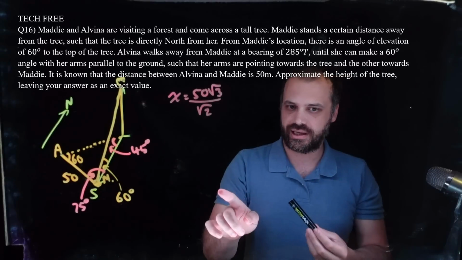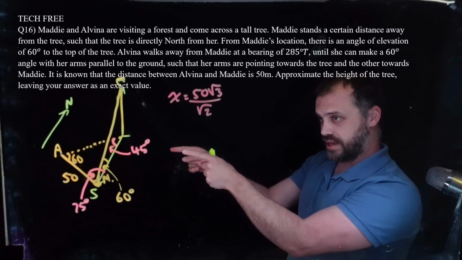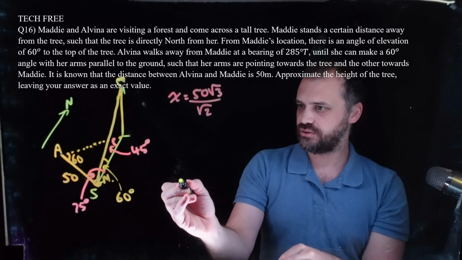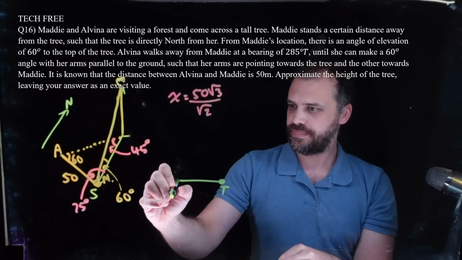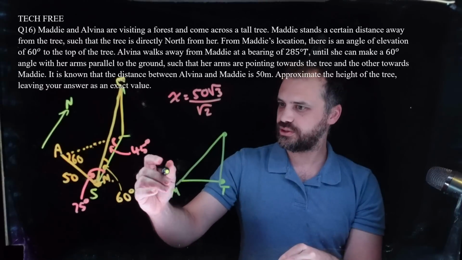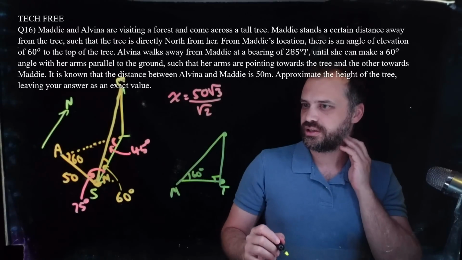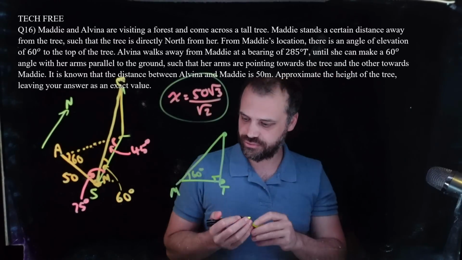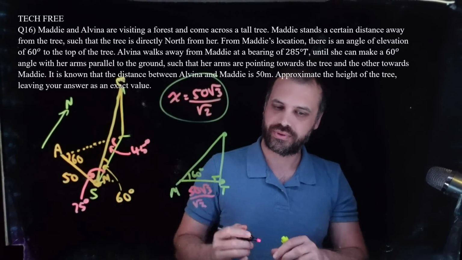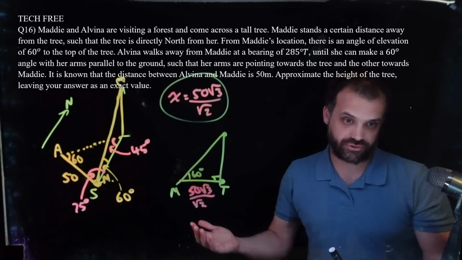So now that I've got that length, from my picture here, I'm going to draw another triangle. I'm going to point in that direction, and I'm going to draw this triangle here. So that's the base of the tree now. That's Maddie, and this is the top of the tree. All right, so we've been told that this angle is 60 degrees. That's our angle of elevation. There's a 90-degree angle there. I just calculated 50 root 3 over root 2. That's the length from Maddie to the base of the tree. And the question we're being asked is, what is the height of the tree?